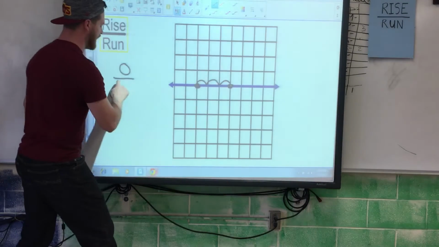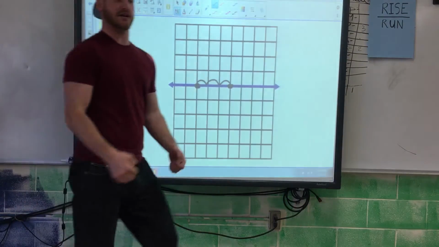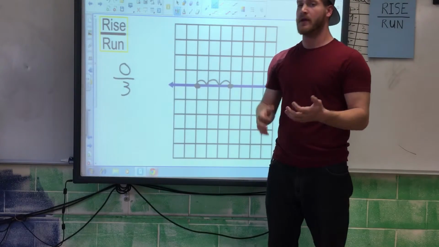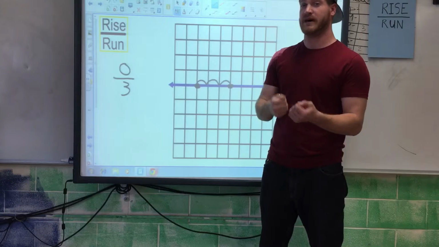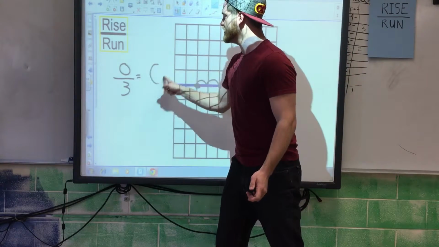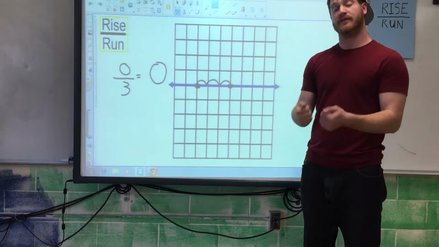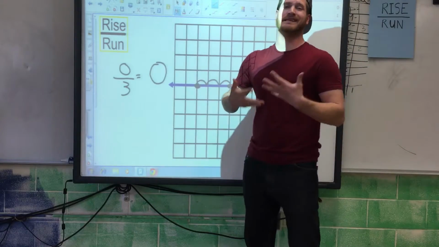1, 2, 3. Now, if you type this in a calculator as a fraction 0 over 3, or use a division sign for the fraction bar, 0 divided by 3, the calculator will tell you that the answer is 0. And if you type that in, you get an answer of 0. That means it's a 0 slope.